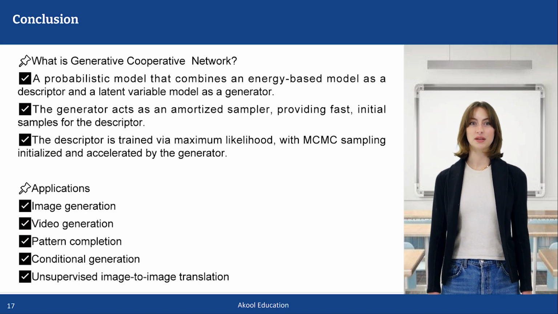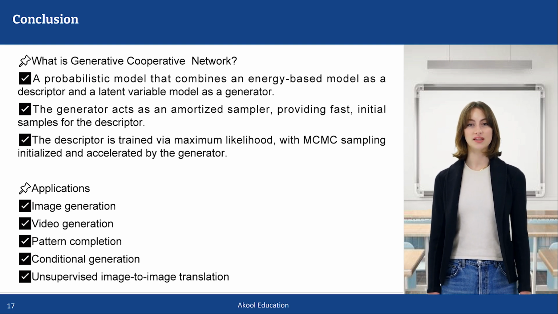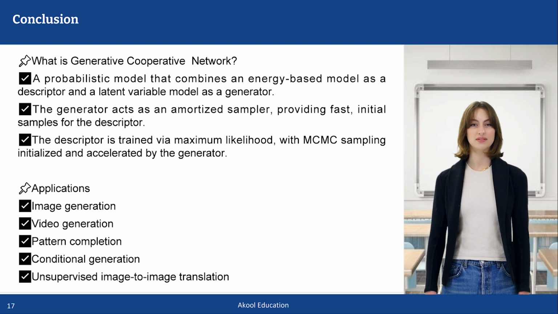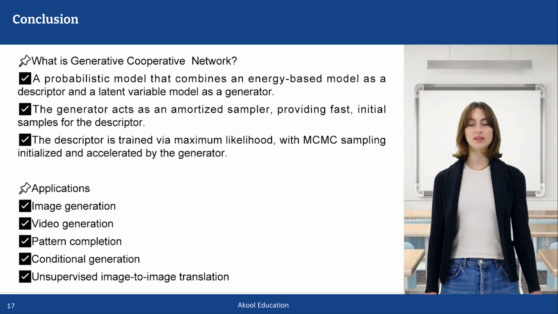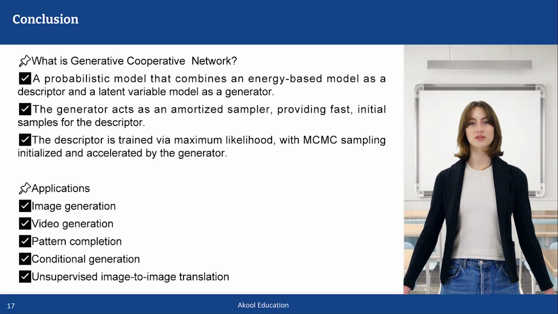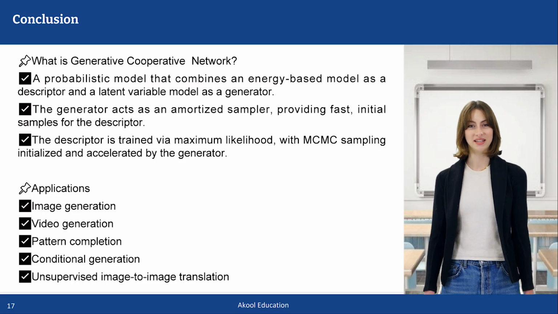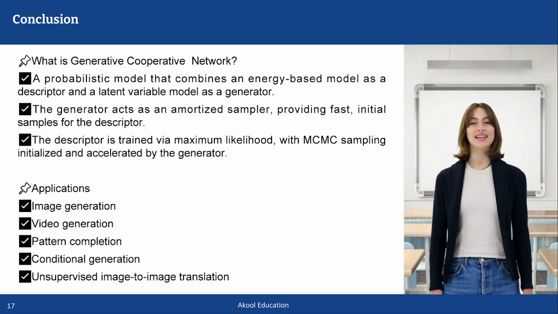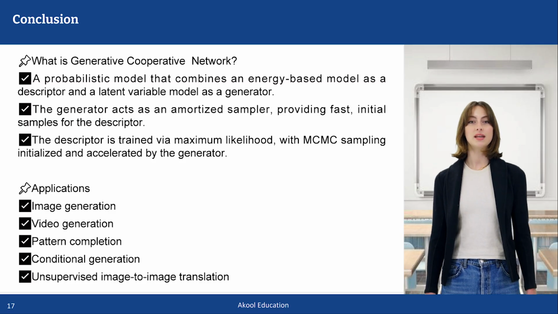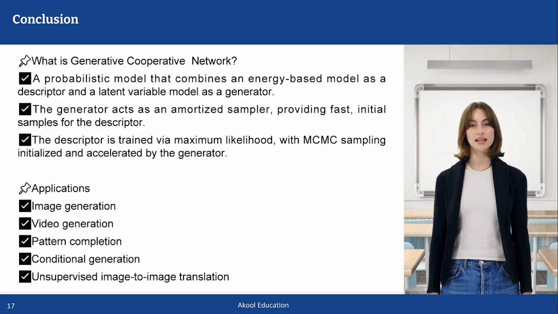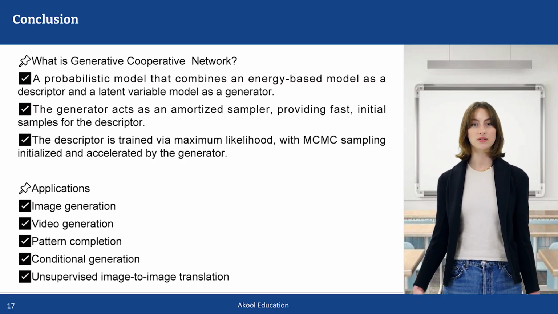To conclude, generative cooperative networks are a powerful class of models that unify energy-based models and latent variable models. The generator acts as an amortized sampler. The descriptor is trained by maximum likelihood using MCMC. Together, they enable high-quality synthesis, flexible conditioning, and robust learning. Applications span image and video generation, inpainting, conditional modeling, and style transfer.